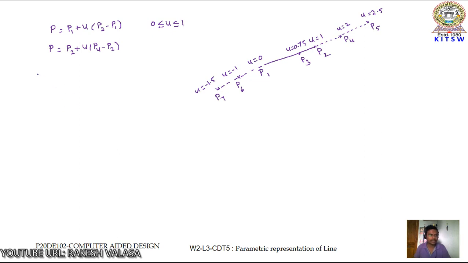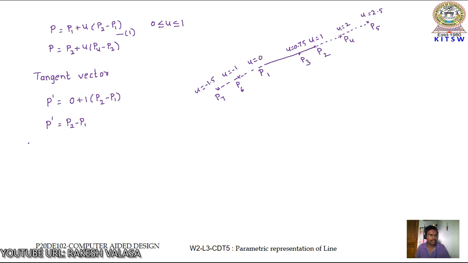Now let us see the tangent vector. How to calculate the tangent vector? This is the derivative of this parametric equation. Differentiate with respect to u, dP by du, that means P dash. P1 is a constant, there is no u value, so it is 0, plus derivative of u is 1, so 1 into P2 minus P1. So you can write here P dash equal to P2 minus P1. This is the equation for the tangent vector.